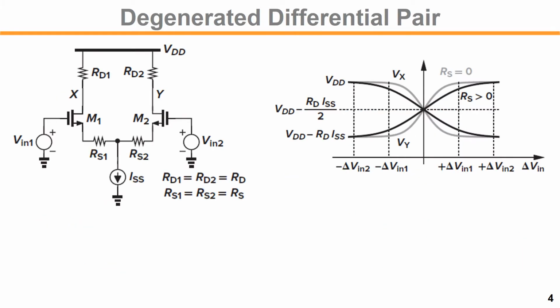The source degenerated differential amplifier. Sorry. For the single-ended amplifier case, if you have a source degeneration of RS and RD at the output, then what would the gain Av from input Vin to Vout be? Gm RD over 1 plus Gm RS. Okay, so the differential amplifier like here would be similar.